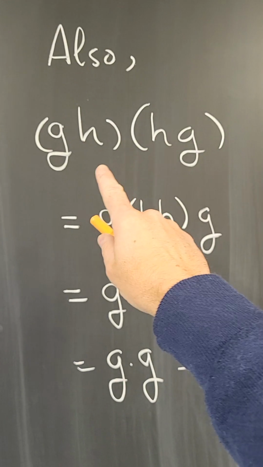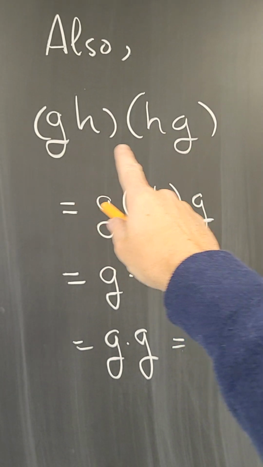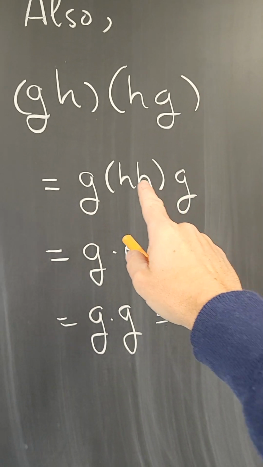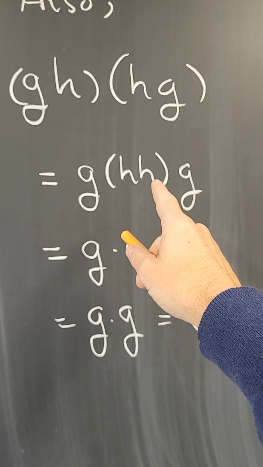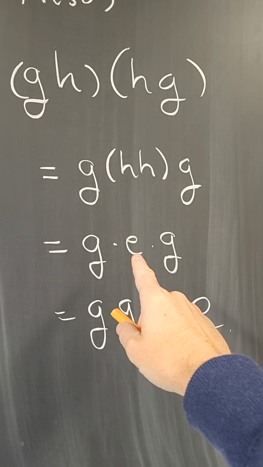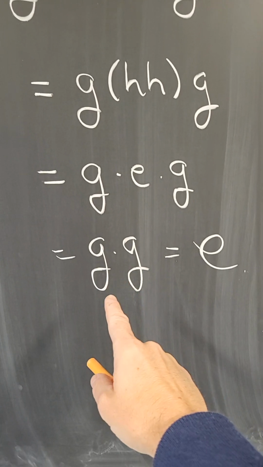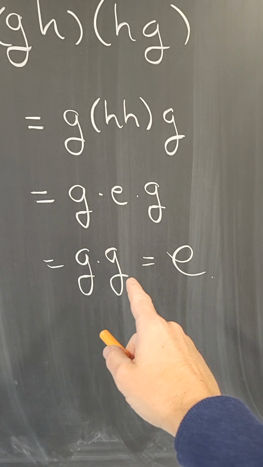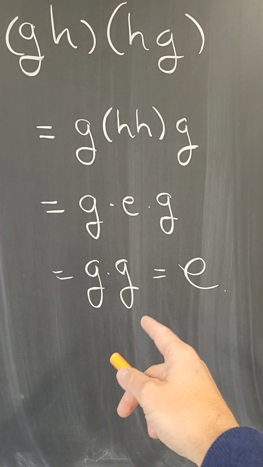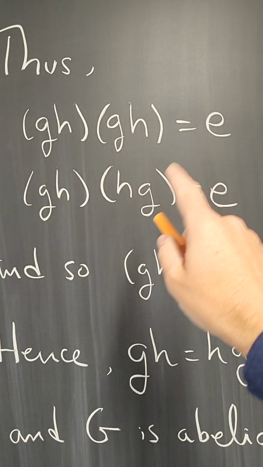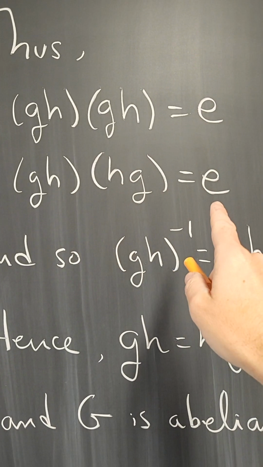Also, gh times hg, by associativity, I can write as g, h times h, g, but h times h is h squared, so that has to be the identity, and times the identity, I get g times g, and g times g has to be the identity because, again, every element has order 1 or 2. Therefore, we've shown that gh times gh is the identity, and gh times hg is the identity.